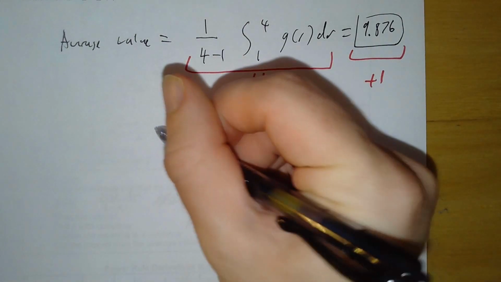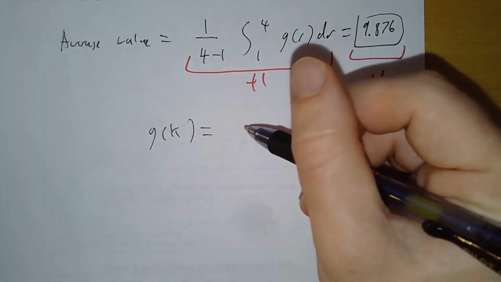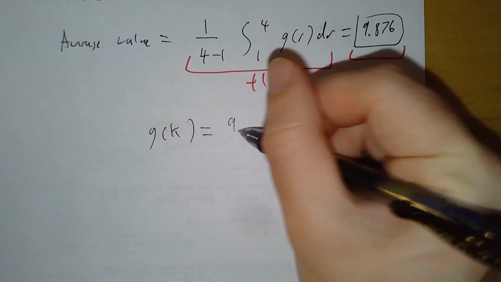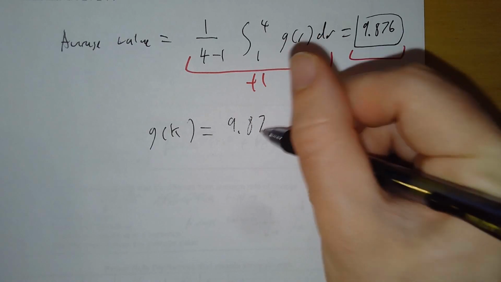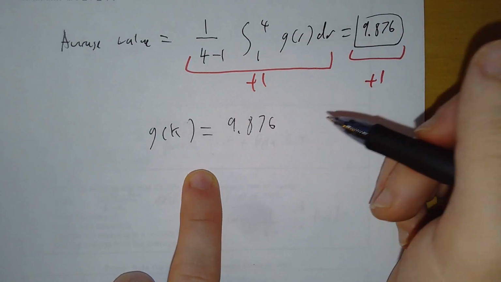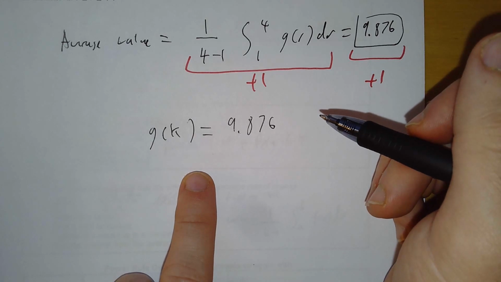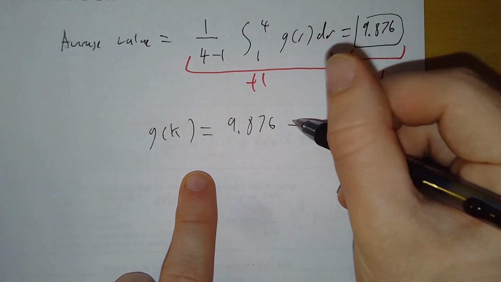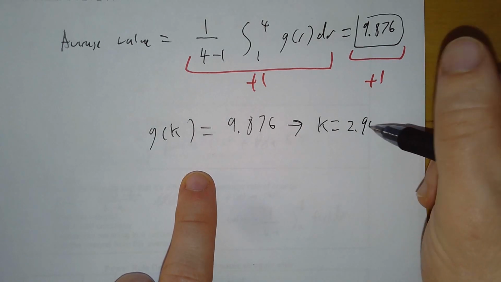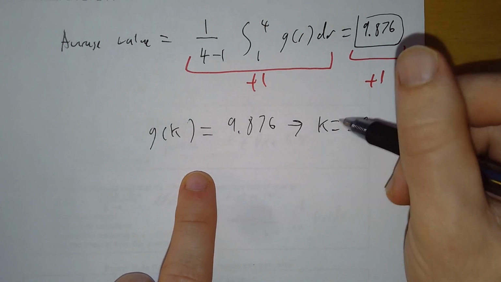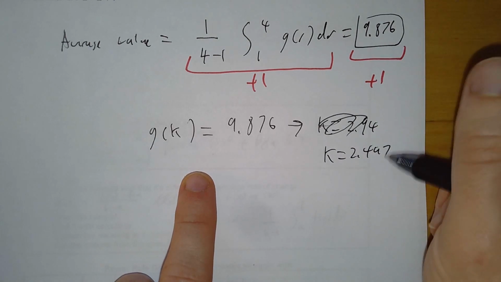What I'm doing right now is I'm setting g of k equal to 9.876. That's what I'm doing, right? And that got me to k equals 2.497. Okay.